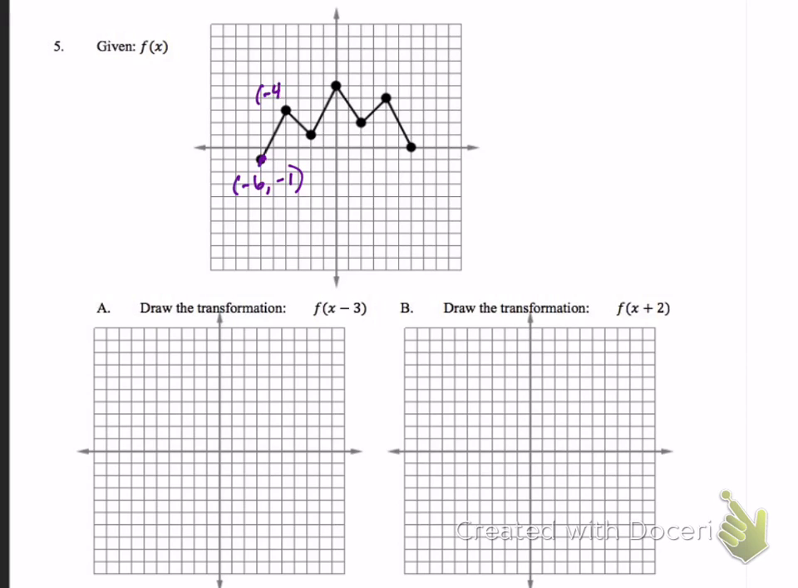This one is at -4, 3, -2, 1, 0, 5, 2, 2, 4, 4, 6, 0. So I'll let you guys fill that in really quickly, and then we'll talk about transforming it.